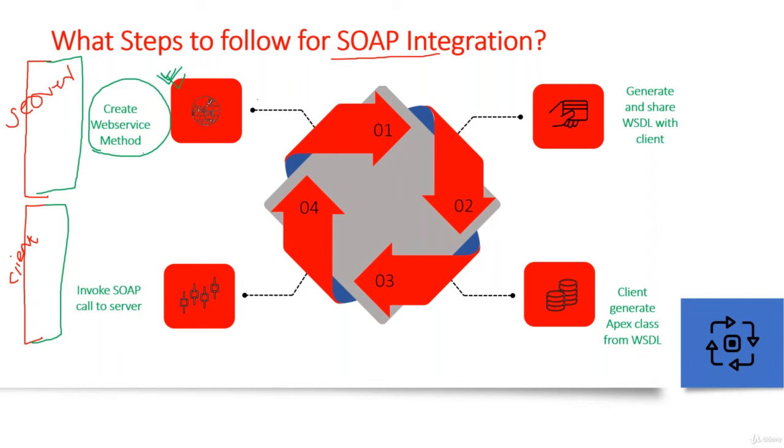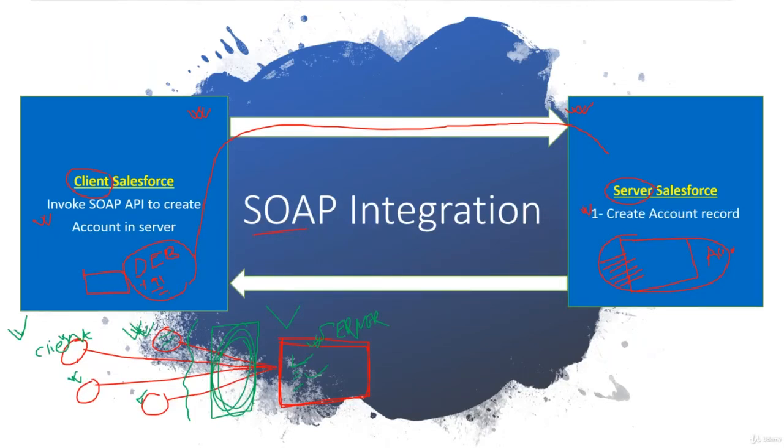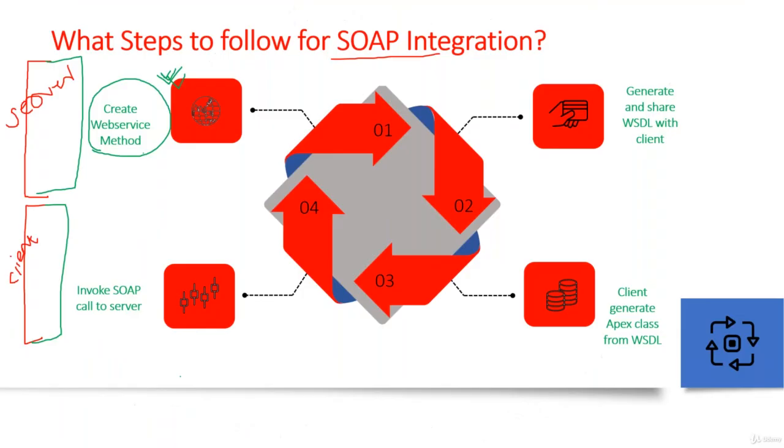Once I wrote my logic in the web service, then I have to share that web service with my client. If I have some web service written here and I don't share it with my client, then how can they go and create a record? To do that, I have to share my web service. To share the web service, we have to generate something called WSDL. I will talk about what WSDL is. We'll generate and share the WSDL as a second step.